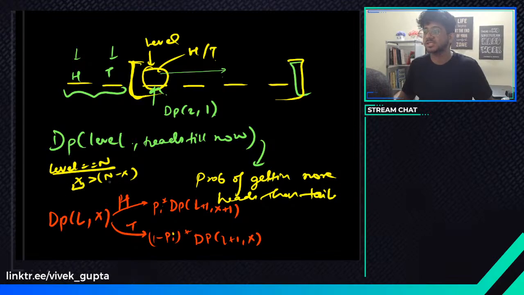Number of heads is x, number of tails is n minus x, because if it is not heads, then it's a tail. So if x is greater than n minus x, then you return 1, because then it's a valid path that you have taken. Is that clear?